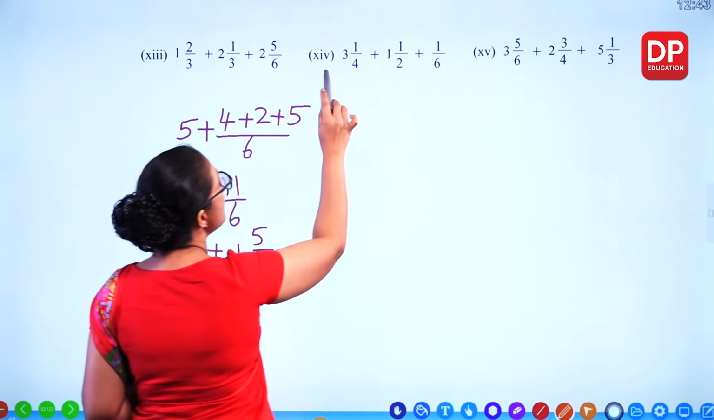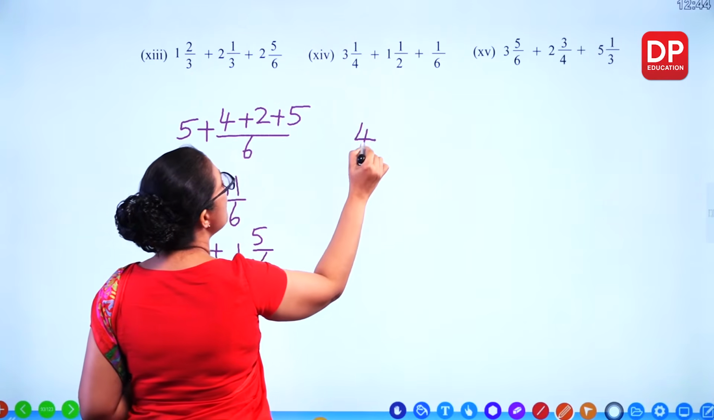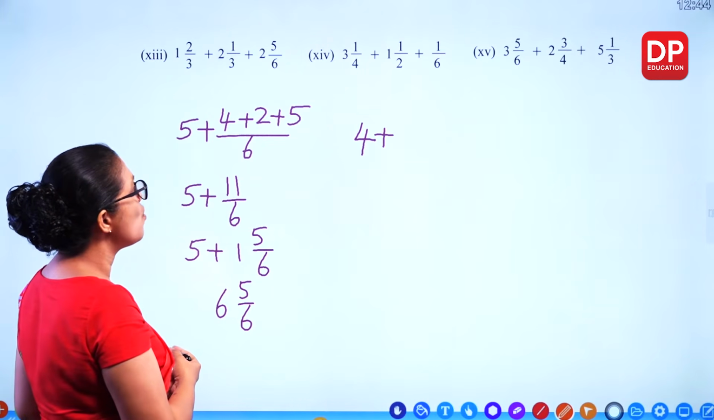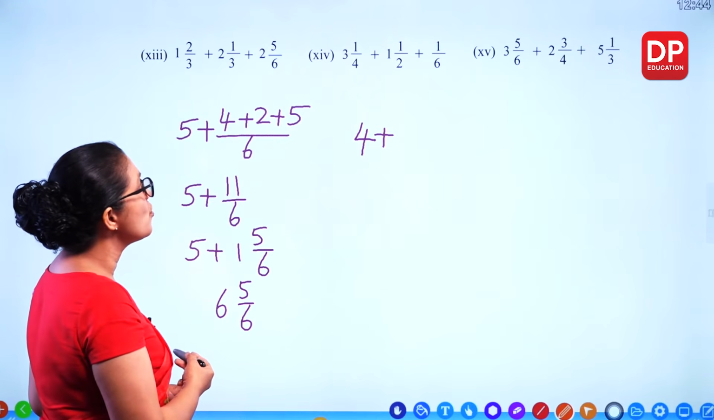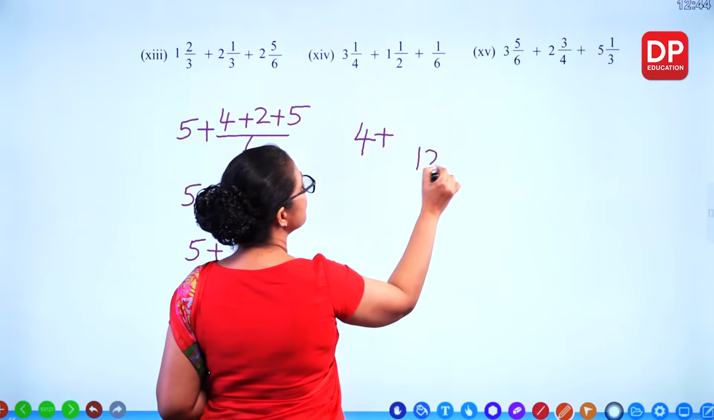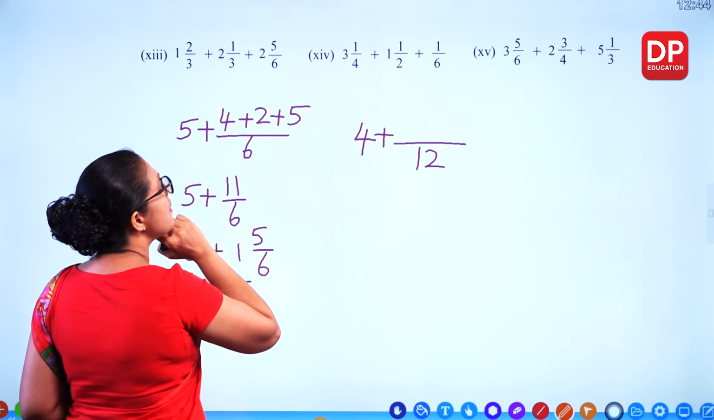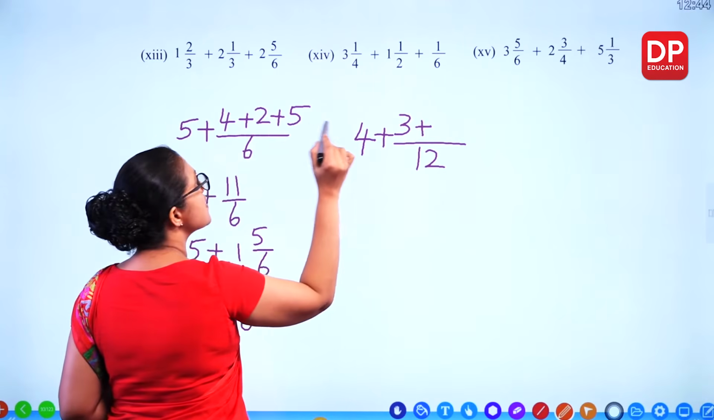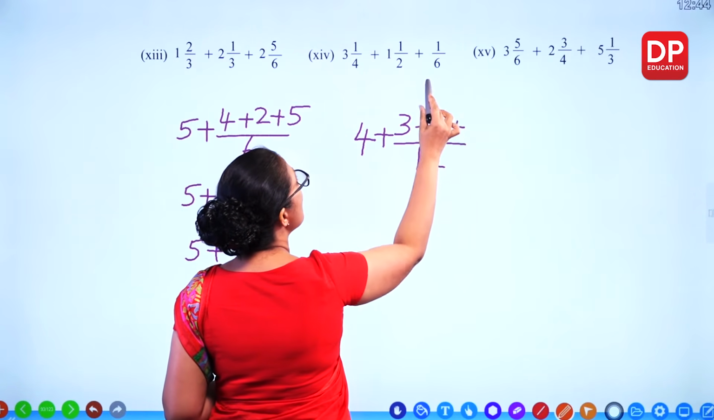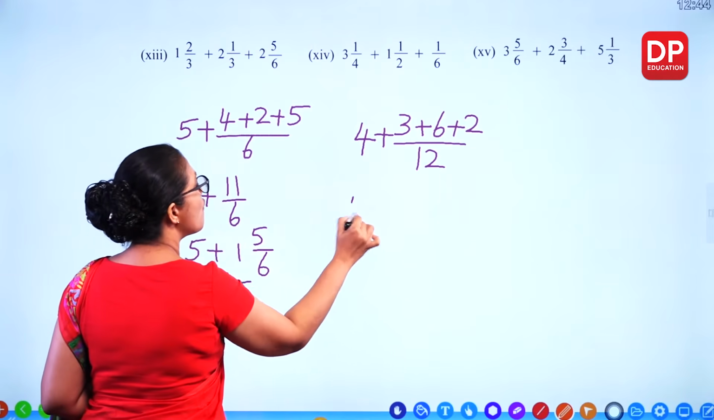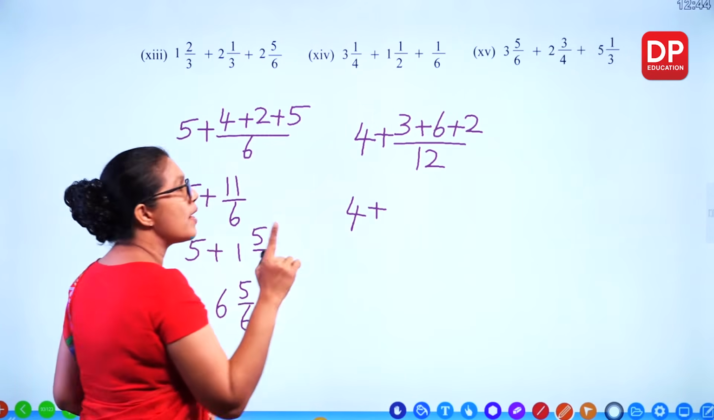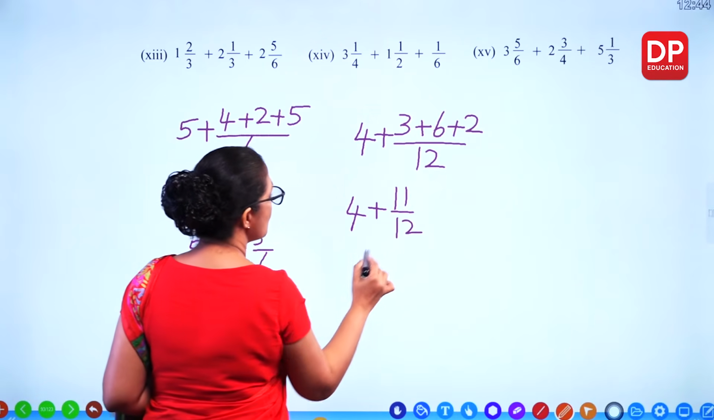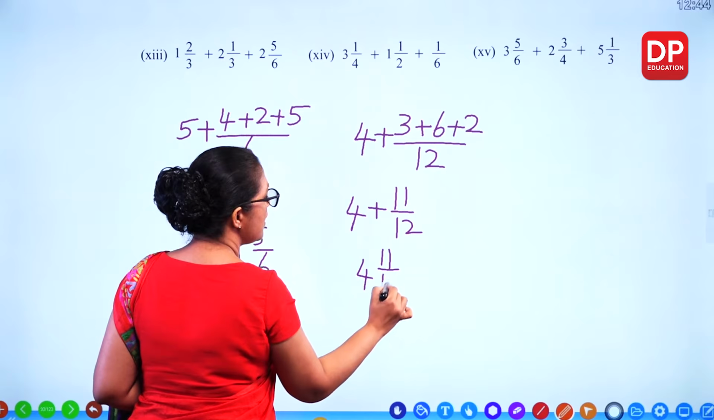This one, 3 plus 1, 4. 4 full parts are there. 4, 2, 6. What's the common denominator? So you get 12. Multiplied by 3, you get 3. This one multiplied by 6. Multiplied by 2. 6 plus 2, 8. 8 plus 3, 11. So you can write 4, 11 out of 12.